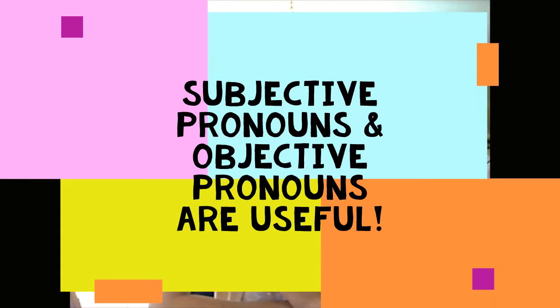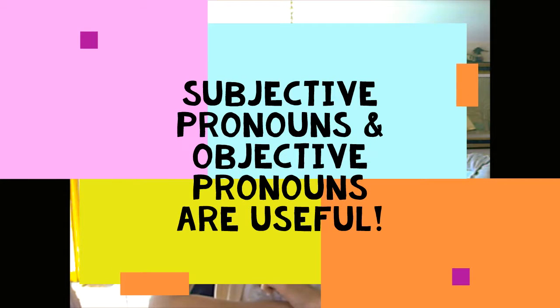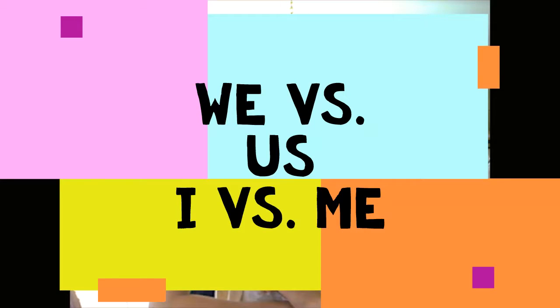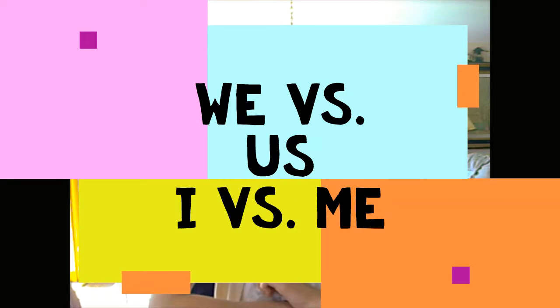In summary, when you can't eliminate the second subject without changing the meaning of the sentence, try replacing it with a pronoun that belongs in the same category. If you can pit we and us against each other and determine which sounds right, then you can apply the same principle to I and me. That's it. Not too hard, right?